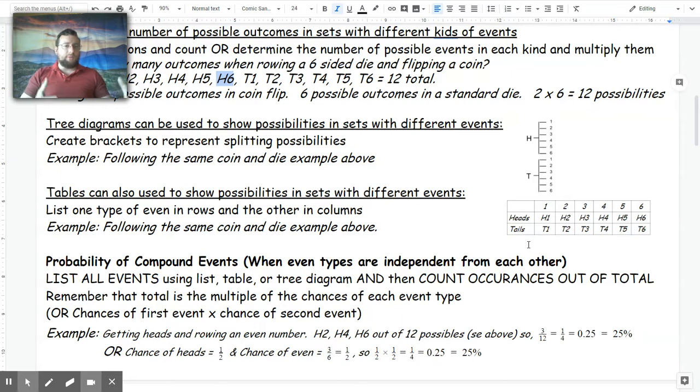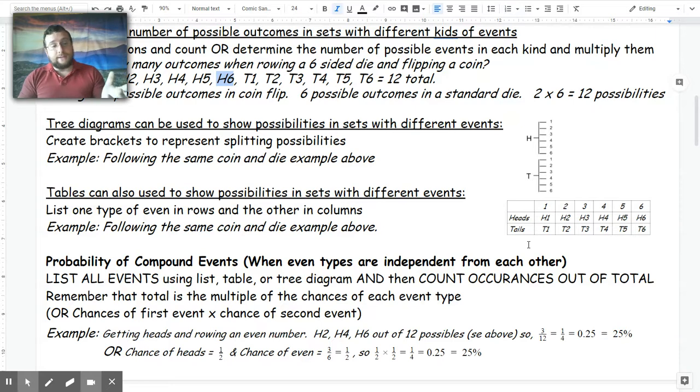So if you start from the list, the tree, or the table, it will be a good place to figure that out. There is an alternative way to do it, though. What you can do is figure out the probability of the first event, and then the probability of the second event, and then multiply those probabilities. And that also works. So we figured out it was 25%, right? So let's see how that works.